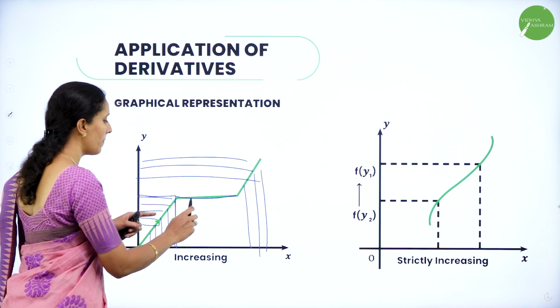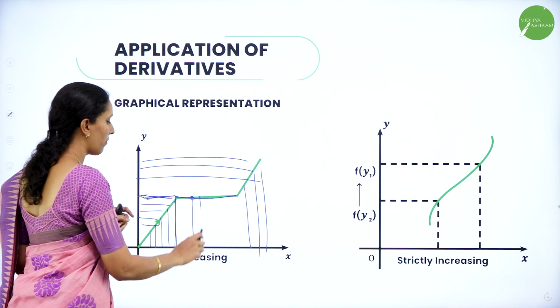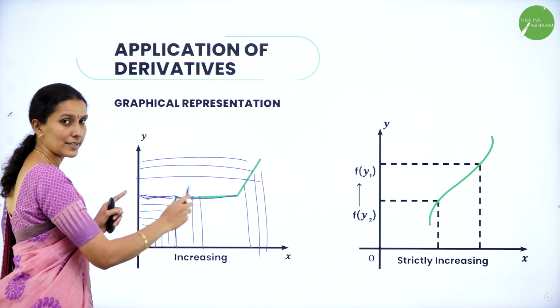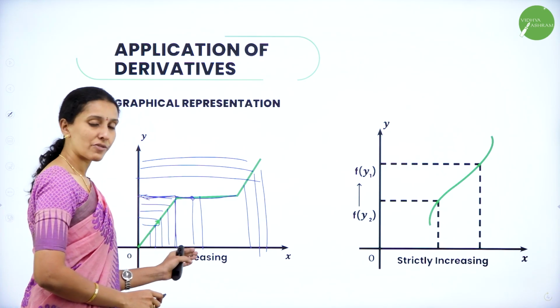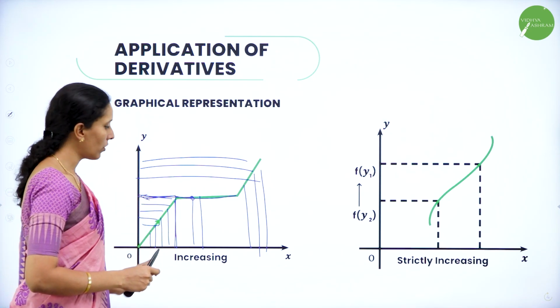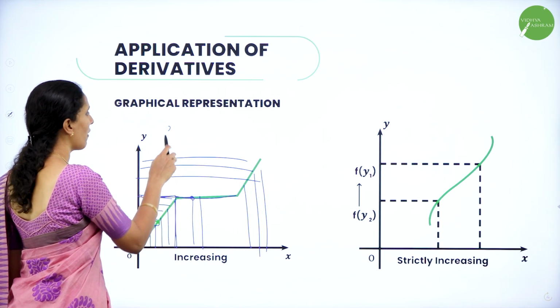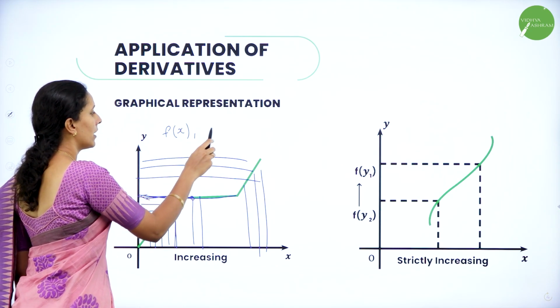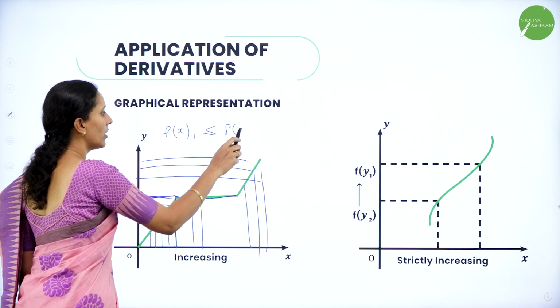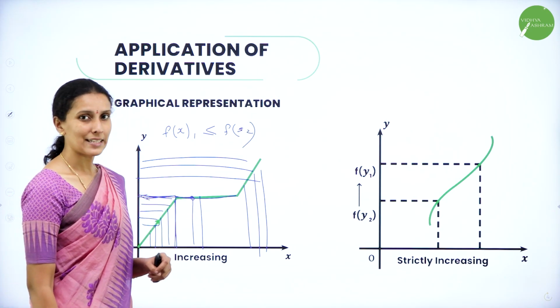For example, here you can see f of x1 and f of x2. If you take them, the value is the same. Therefore, even though x1 is less than x2, it is constant for some points. So this is an example for increasing function. Here, f of x1 is less than or equal to f of x2. So this is the condition for increasing function.